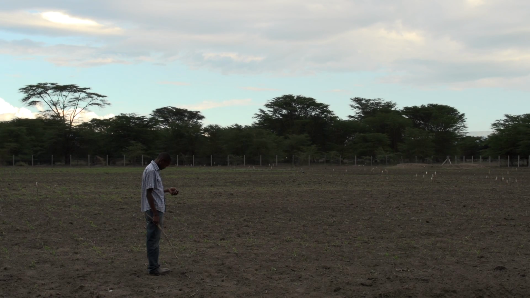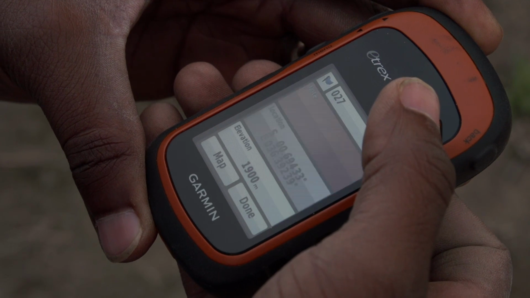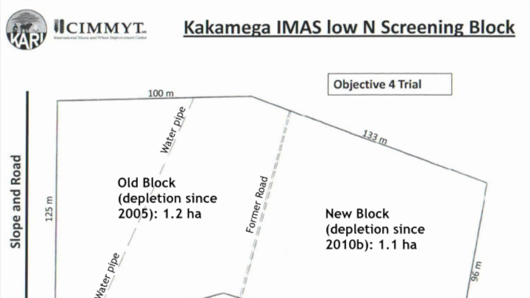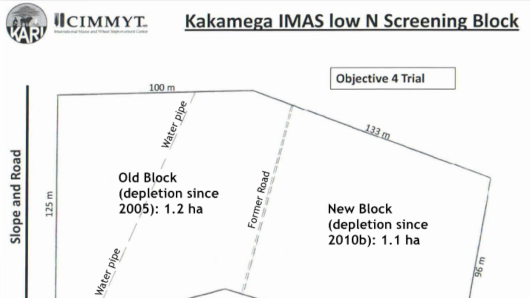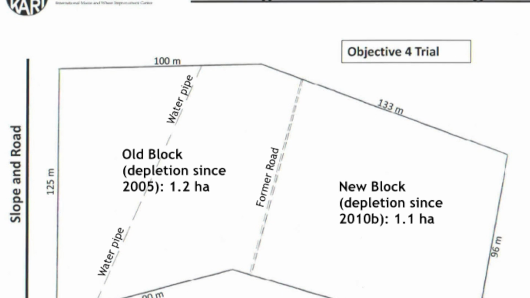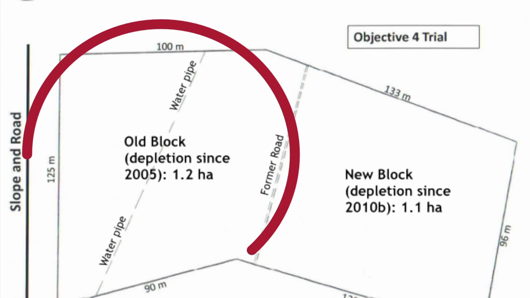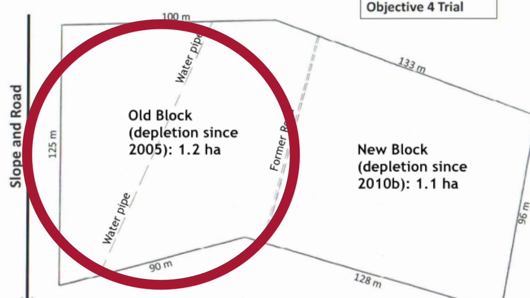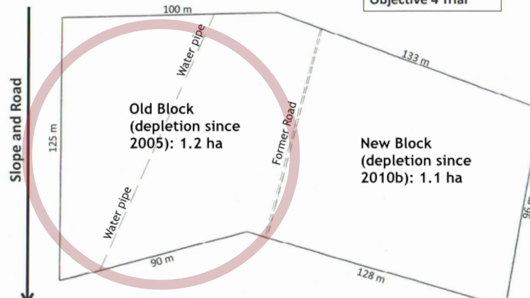The GPS coordinates of the site should be taken. A brief history and map of the site should be recorded, including notable features or past uses. This will enable researchers to understand and manage field variability. For example, this map enabled researchers to split the low nitrogen screening site at Kakamega, Kenya, based on depletion history. Researchers were also able to identify the source of waterlogging from the location of a disused but broken water pipeline.